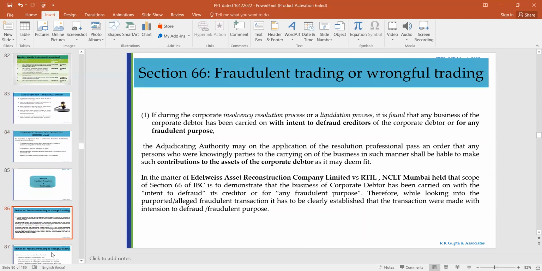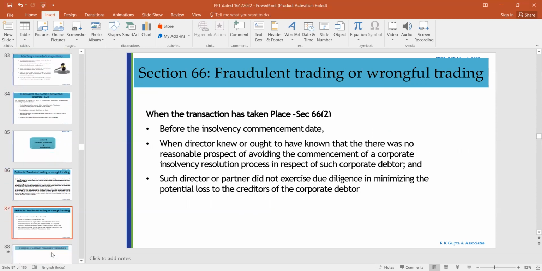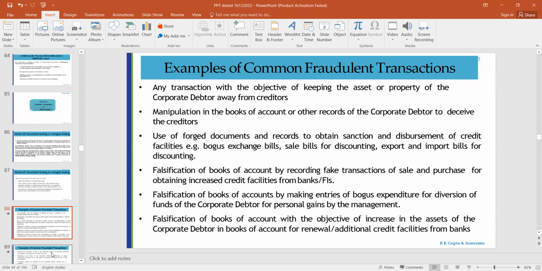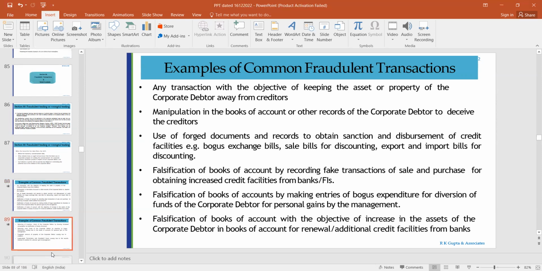Fraudulent transactions. The transaction here was made with intent to defraud the creditors. These are the examples. So you are manipulating the books of accounts or other records. You are using forged documents and records to obtain sanction and disbursement of credit facilities, bogus exchange bill, sale bill for discounting, export and import bills, falsification of books. Suppose sometimes you avail credit facility against book debts and those bills are fake. So these are all the examples of common fraudulent transactions.